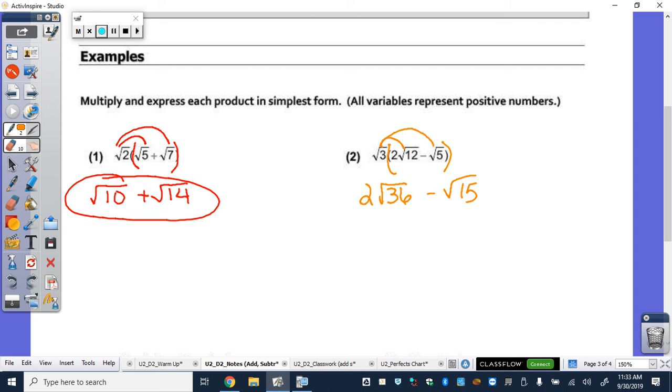So 36 is a perfect square. What's the square root of 36? So then times that 2 makes that a 12. No perfect square goes into our 15, so that's going to stay as radical 15. And this is the form that they always want it to be in. If you have an integer and a radical, the radical always needs to go last. So sometimes you may just need to rearrange it and move it so that it's last, but they always want to see that radical last.